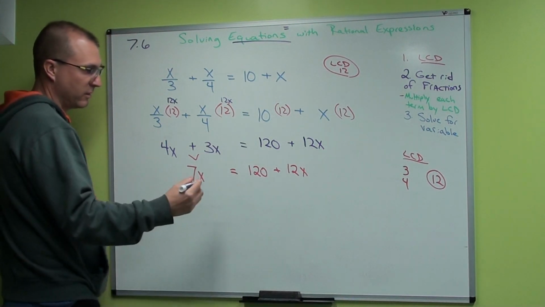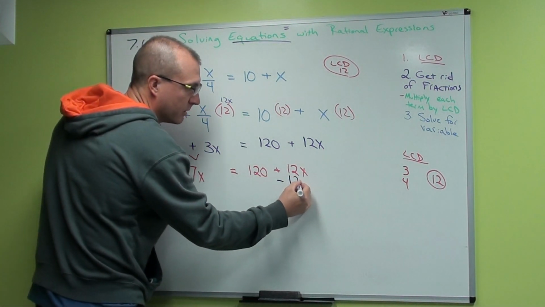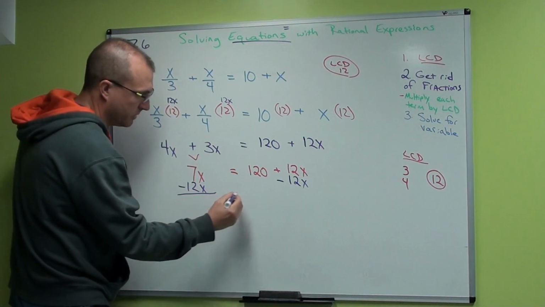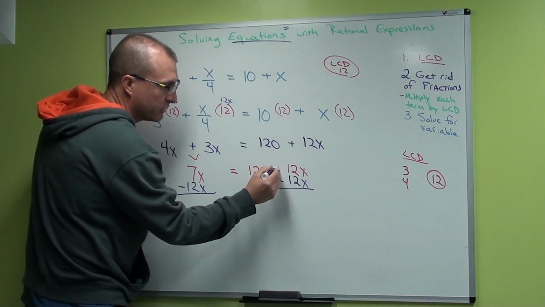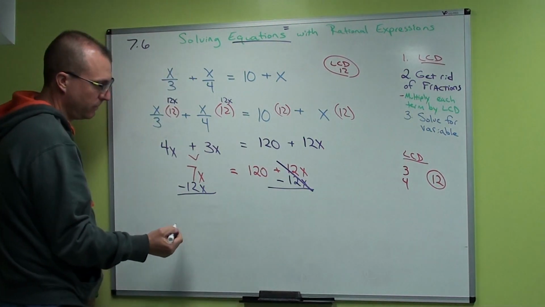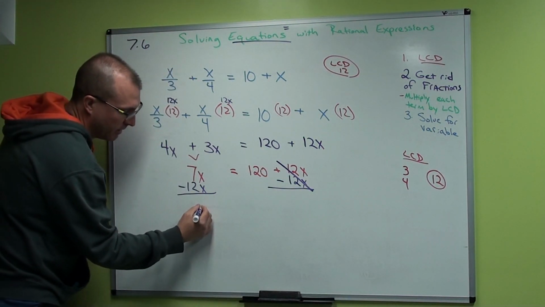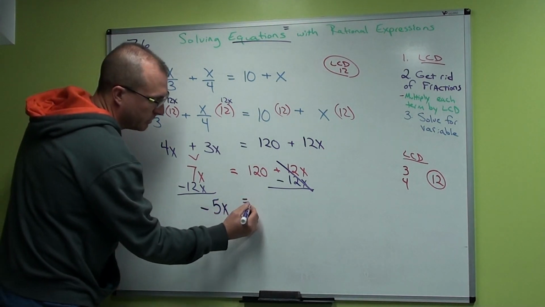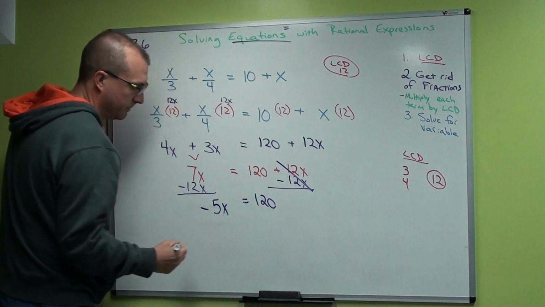I'm going to do it the quicker way. Minus 12x, minus 12x. This is so one step. This is going to go away. This is going to come down to be negative 5x is equal to 120.